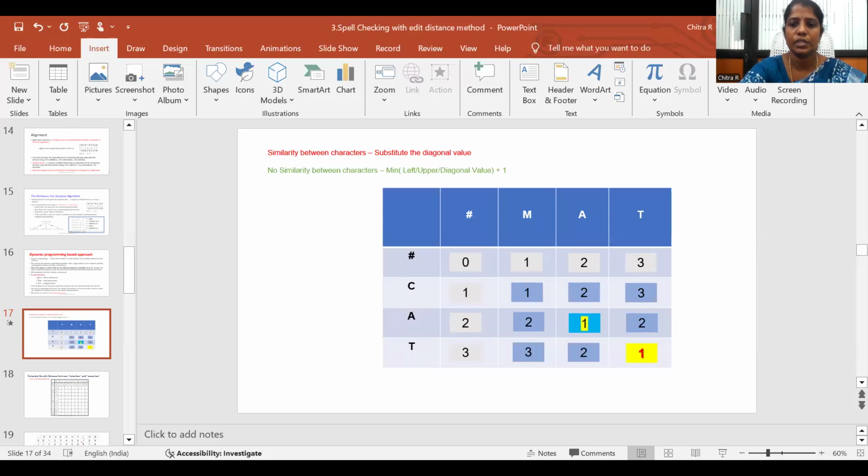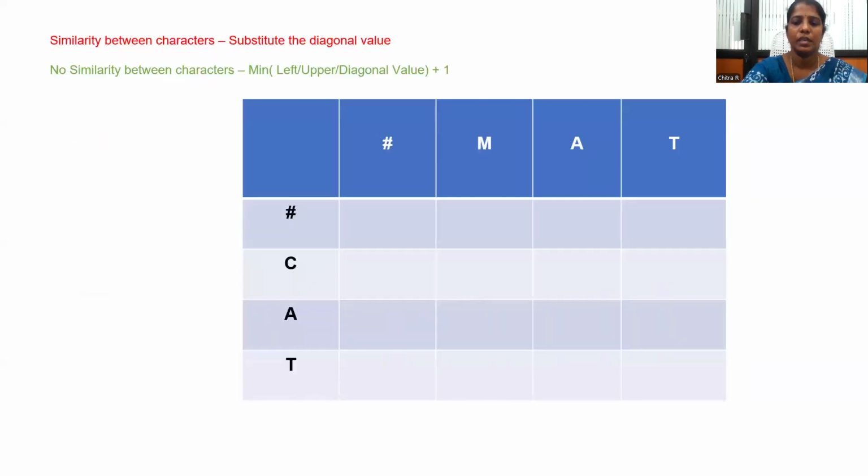So in the diagonal position, you are going to include 0 first. That's the first step, 0. Then in the row wise, include 1, 2, 3. First diagonal 0, 0 plus 1 is 1, 1 plus 1 is 2, 2 plus 1 is 3. Like that, you include the values in the row. In the same manner, include the values in the columns also.